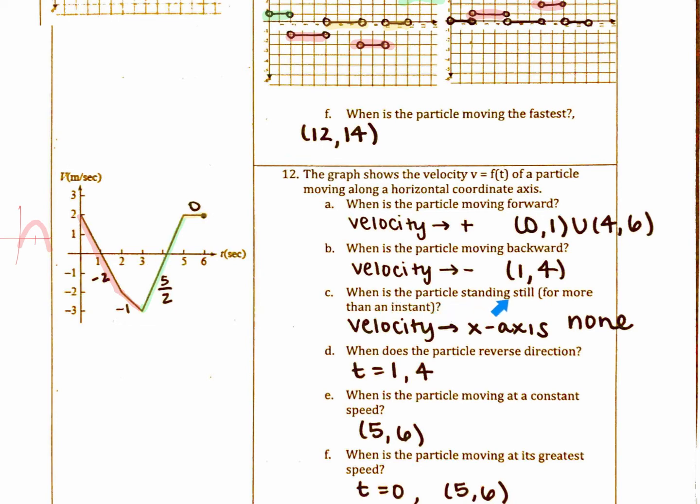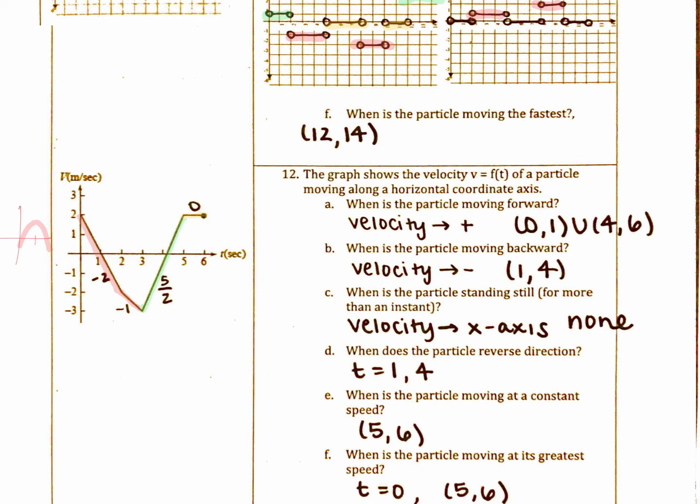When is the particle standing still for more than a split instant? So that means when is it camping out on the x-axis? Well, we'd have a velocity of 0 at 1 and at, we'll call that 4, but that's only for a split instant. It's not hanging out on the x-axis. When does it switch directions? Well, it changes positive to negative or negative to positive here at 1 and 4. And when is the particle moving at a constant speed? That's this last little bit here.